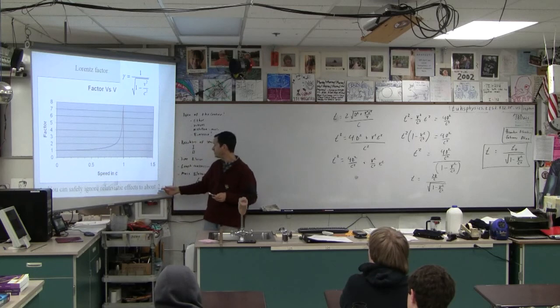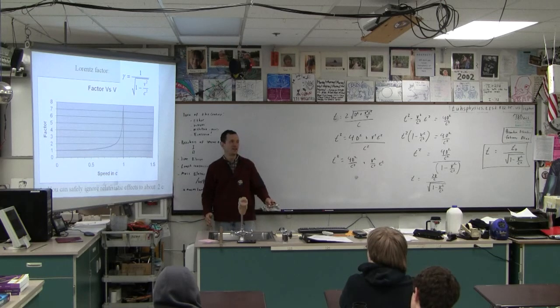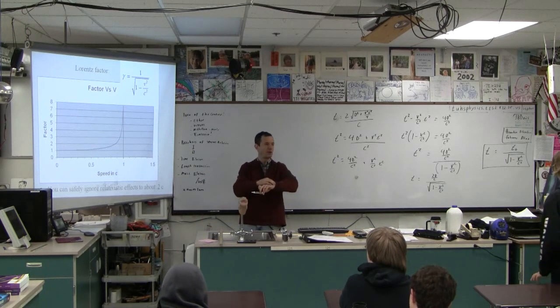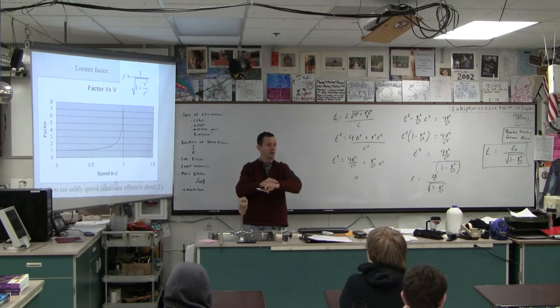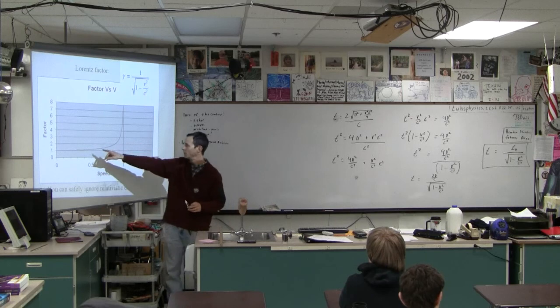So you can go all the way up to about 2/10 the speed of light and pretty much ignore relativistic effects. This is why we don't really notice it, right? It's not like you drive to school and you go, oh, okay, I got to reset my watch. We don't really notice this at speeds that we normally go because it really only kicks in at really, really high velocities.